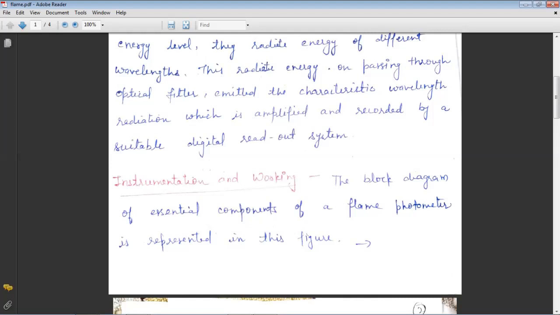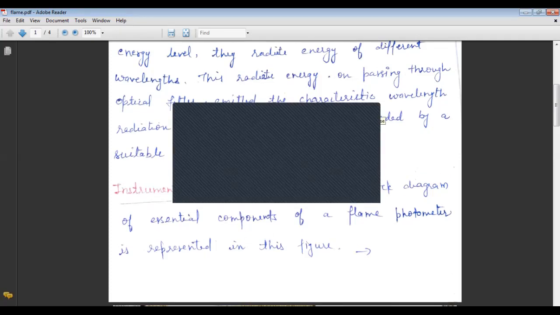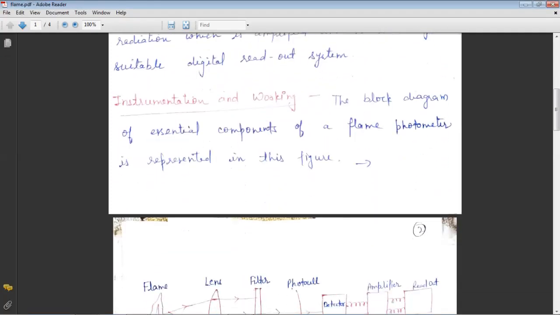Okay, so the unstable excited atoms emit photons while returning to the lower energy state. We have discussed these points here, and the measurement of emitted photons forms the basis of flame photometry. Clear? So these are the basic information, the basic principle. So now come to the instrumentation and the working.